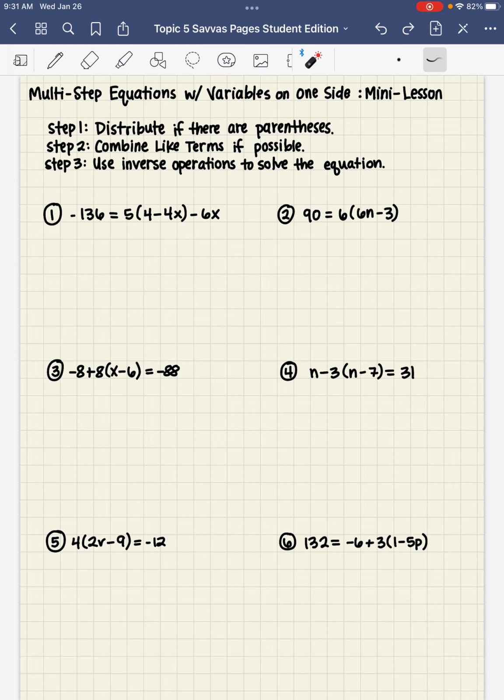Step two is to combine like terms if possible. Like terms will have the same variable or they're just plain old numbers. So look at the side with all the numbers and see if there are any like terms that you can combine. And then finally, step three, we're going to use inverse operations to solve the remaining equation. Those steps will make a lot more sense as we get started with some examples.